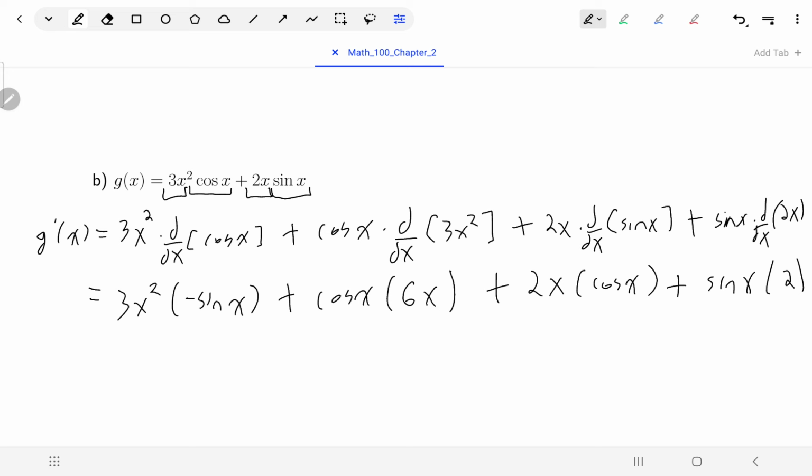So I'll do the same sort of thing that I did for the last one. I've got some terms with cosines and some terms with sines. If I factor out sine from the two terms that have it, I would have left behind a negative 3x squared and a plus 2. And then if I take the two cosine terms, I can see that they can be added. I have 6x times cosine plus 2x times cosine, and that'll give me 8x times cosine of x.